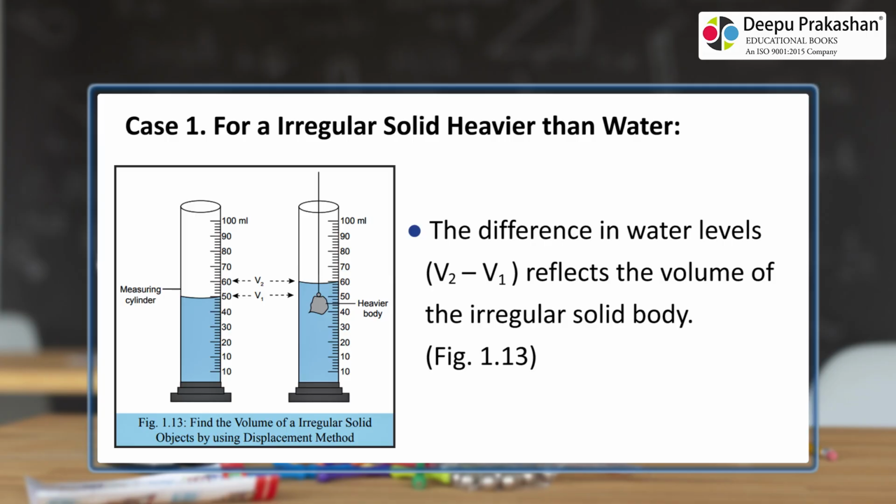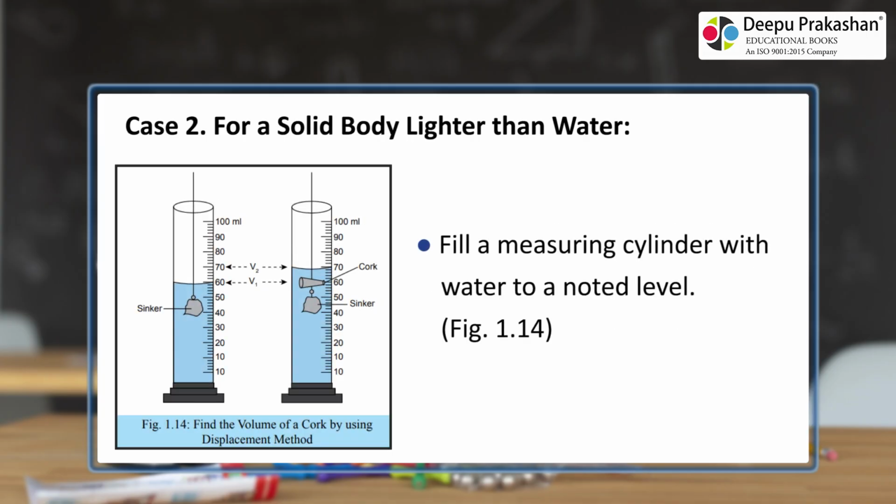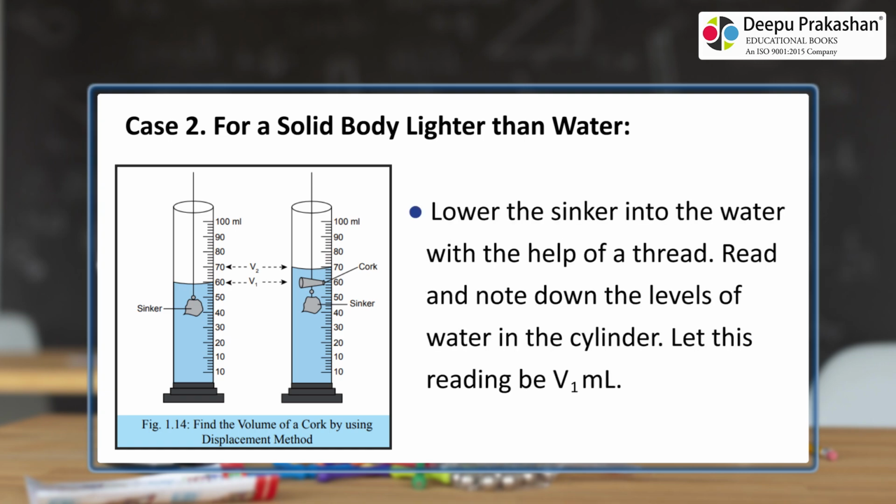Figure 1.13. Case 2. For a solid body lighter than water, fill a measuring cylinder with water to a noted level. Figure 1.14. Lower the sinker into the water with the help of a thread. Read and note down the levels of water in the cylinder. Let this reading be V1 ml.